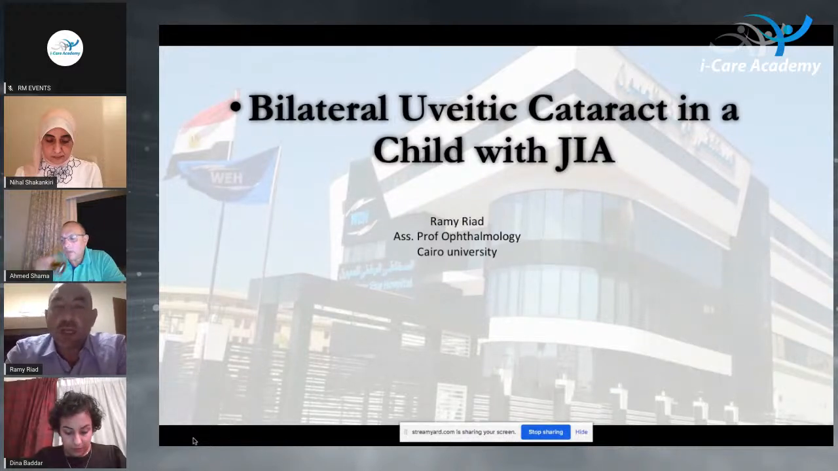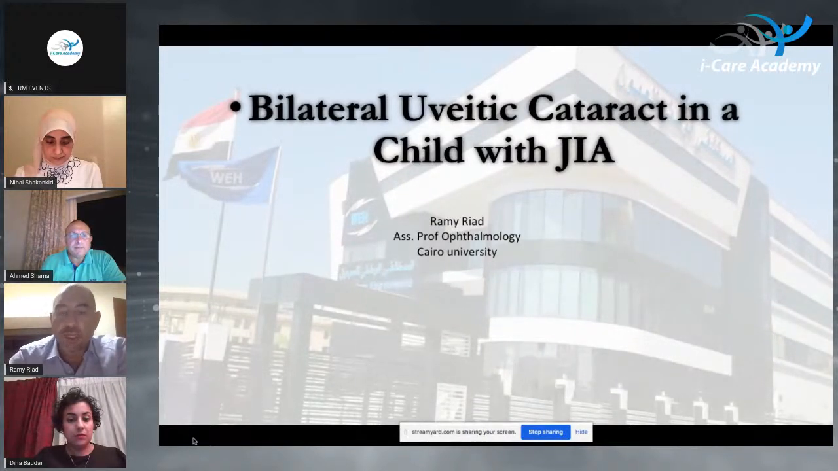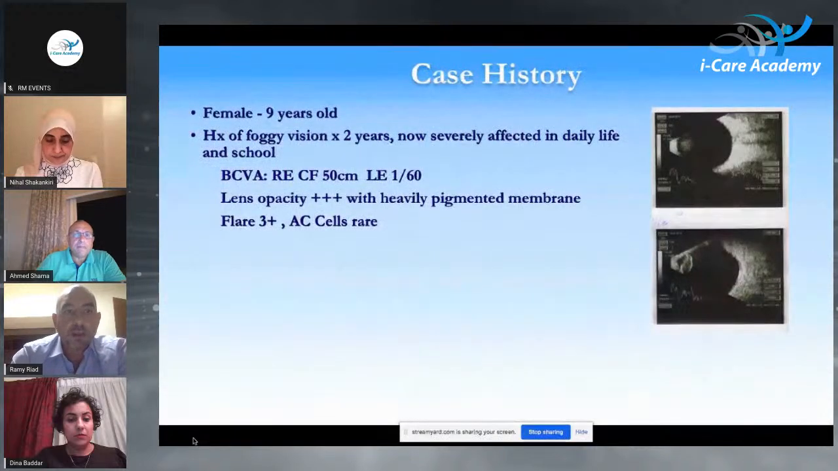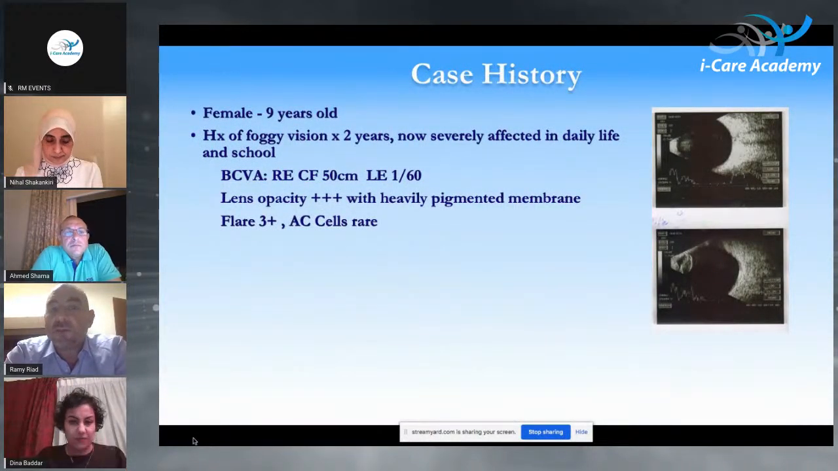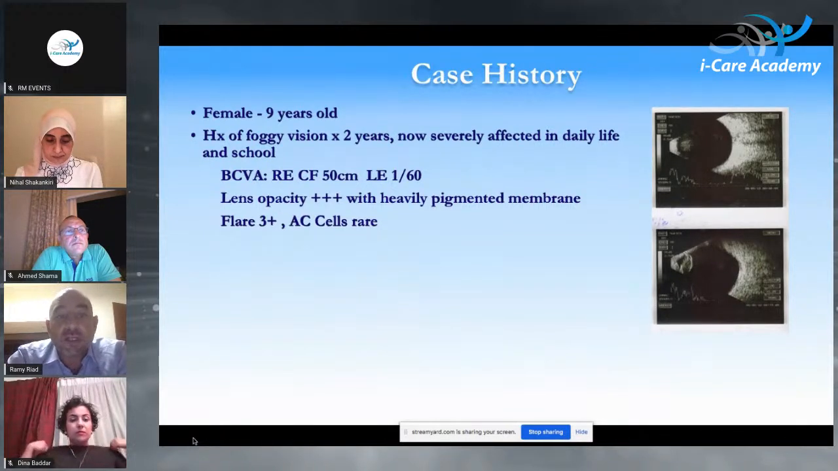So I'm not going to bore you with a long presentation. It is just a few cases. So this is the case of bilateral uveitic cataract in a child with JIA. Female patient, 9 years old, with history of foggy vision for 2 years, affected in daily life and school. Her best corrected visual acuity upon presentation was 50 centimeters in the right eye and 160 in the left eye.